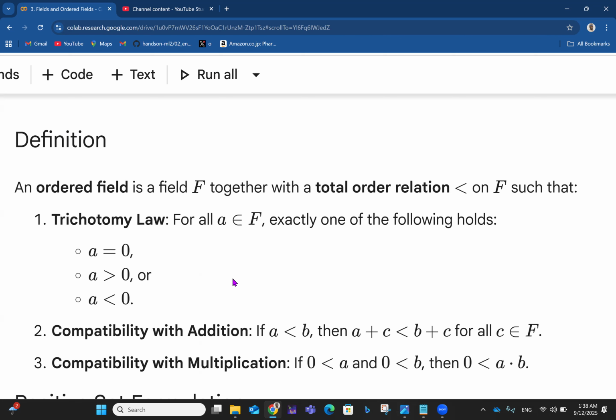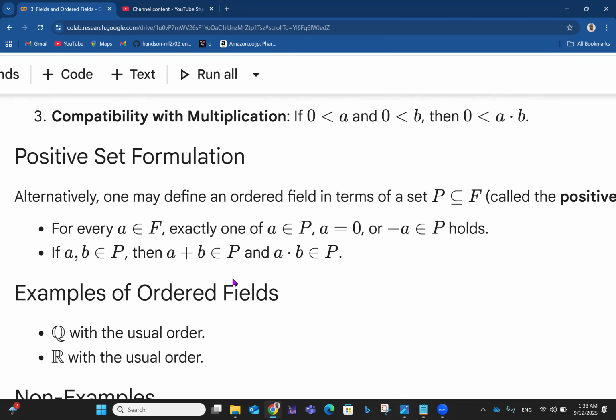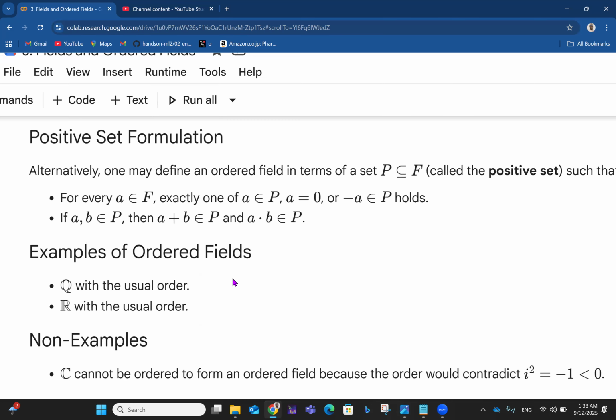Then compatibility with multiplication. If 0 is less than A and 0 is less than B, then it simply means that 0 is less than A multiplied by B. So if 0 is less than A and 0 is less than B, then 0 should be less than A dot B. So that's compatibility with multiplication. Okay, so after that, let's talk about positive set formulation.